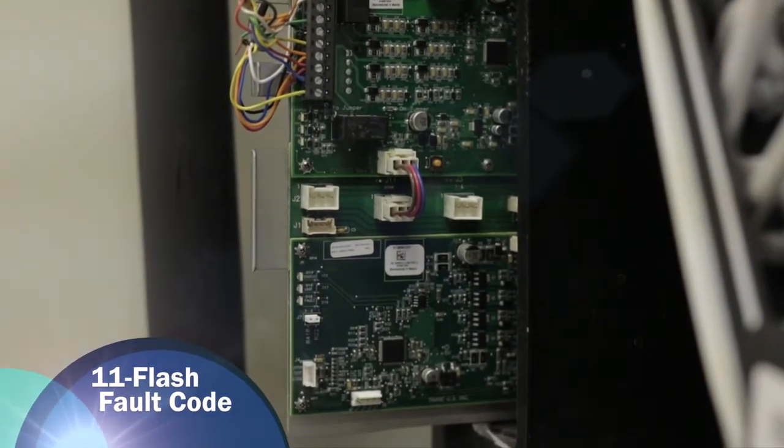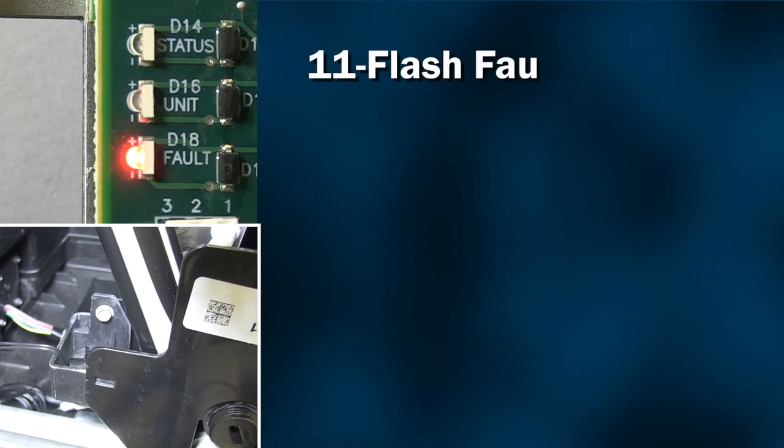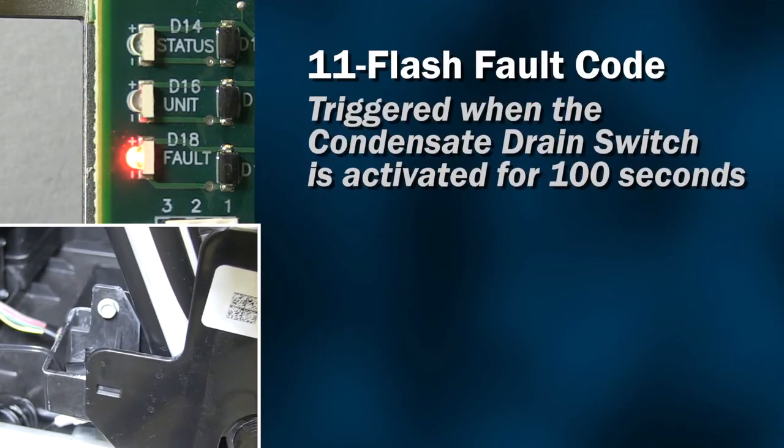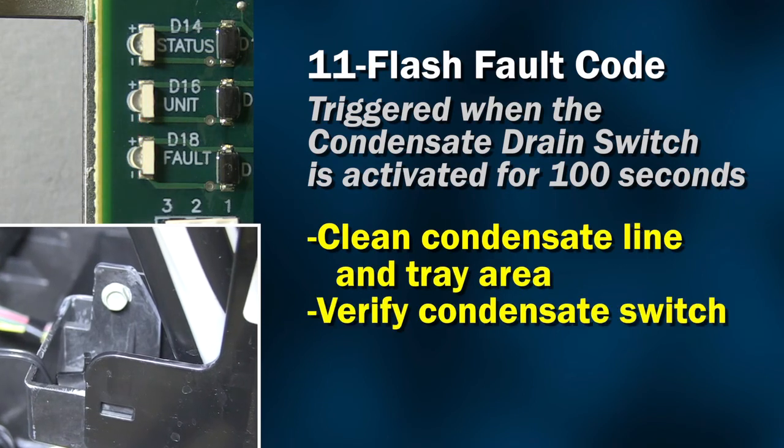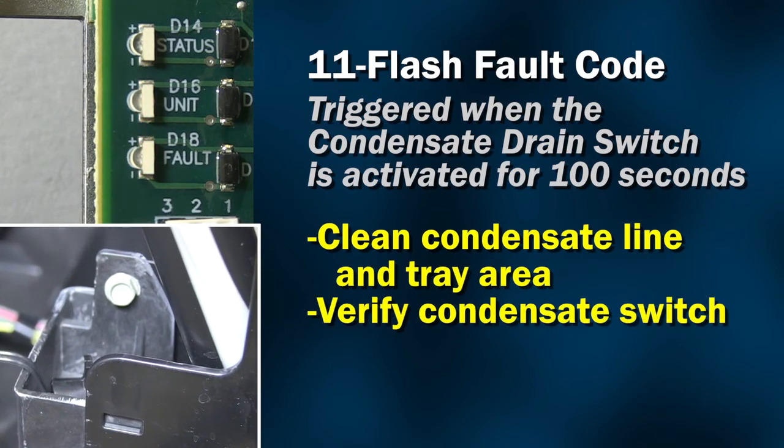11-flash fault code. An 11-flash fault code is triggered when the condensate drain switch is activated for 100 seconds. Clean the condensate line and tray area and clean and verify the condensate switch.